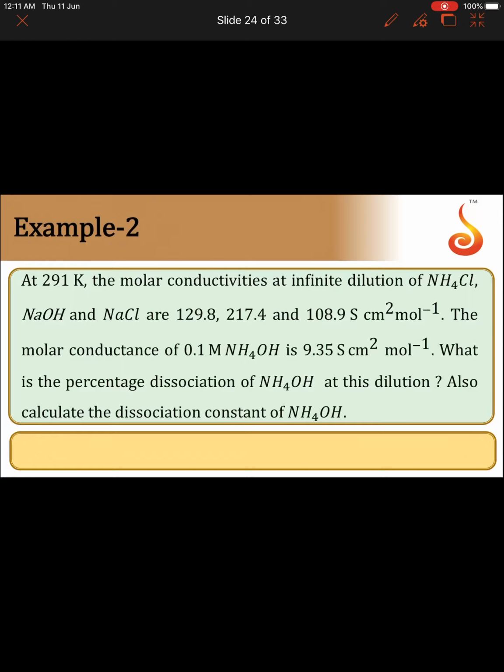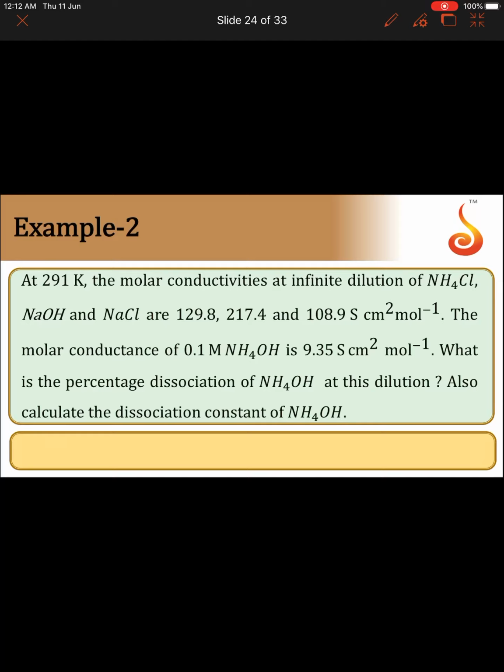Now NH4OH is a weak electrolyte. First we need to calculate the limiting molar conductance of NH4OH by using molar conductivities at infinite dilution of NH4Cl, NaOH and NaCl. Lambda m naught values for NH4Cl, NaOH and NaCl are given. First of all, in these three strong electrolytes, we should identify which has two common ions, and that should be subtracted from the remaining two.